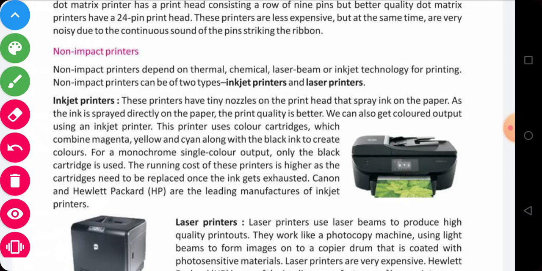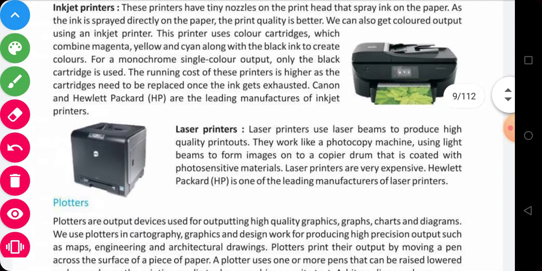So when we compare the printing quality of inkjet and laser printers, we find that laser printers are far better than inkjet printers. And now we are going to learn the function of a laser printer. Laser printers use a laser beam to produce high quality printout. They work like a photocopy machine, using a light beam to form an image on a copier drum that is coated with photosensitive material.